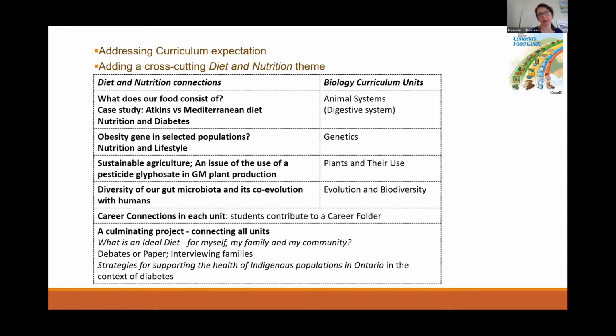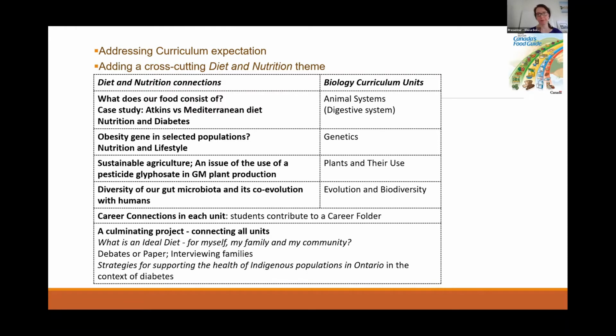So as I said, in addition to addressing curriculum expectations, we added a cross-cutting diet and nutrition theme to make the curriculum more relevant for students, more interesting for them. And so we tried to include these diet and nutrition connections in each of the units. For example, in animal systems unit, we included case studies or discussions on nutrition, diabetes. In the genetics unit, we included discussions of the real scientific papers on the obesity genes in selected populations.